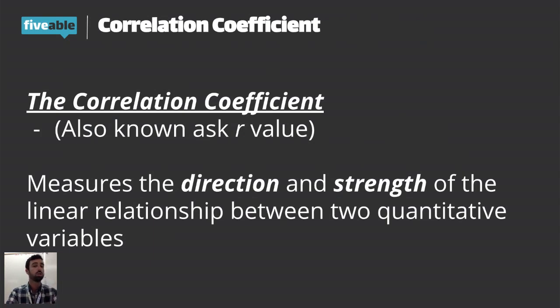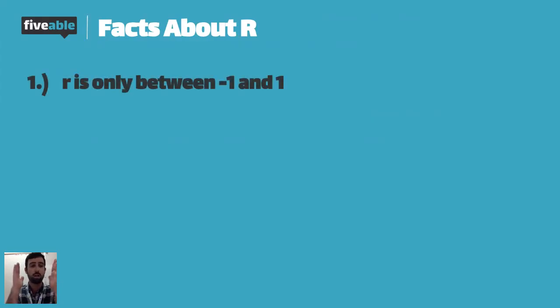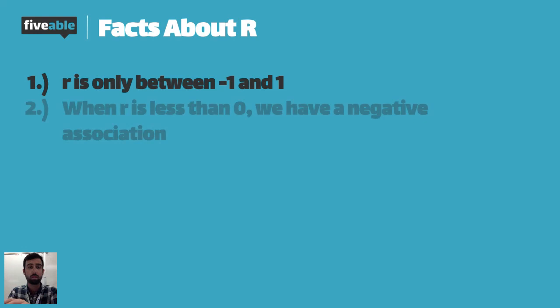So it's giving us two highly important pieces of information. It's giving us the direction. Is it positive? Is it negative? Or is there no direction? It's also giving the strength. So how strongly is it correlated? A couple things. So some facts about R. It's only between -1 and 1. You're never going to have an R value other than a number between -1 and 1. So keep that in mind. If you get an R value that's bigger or less than those two numbers, you did something wrong.